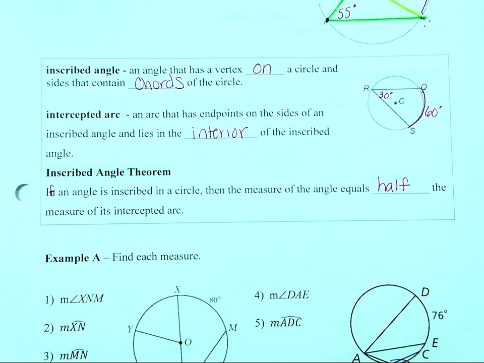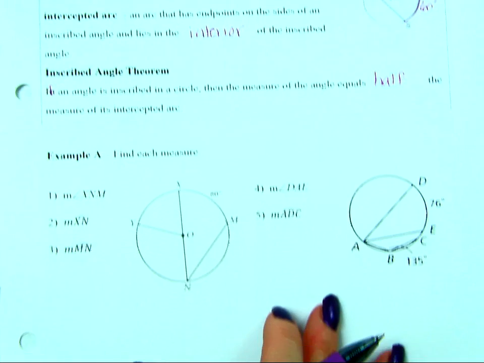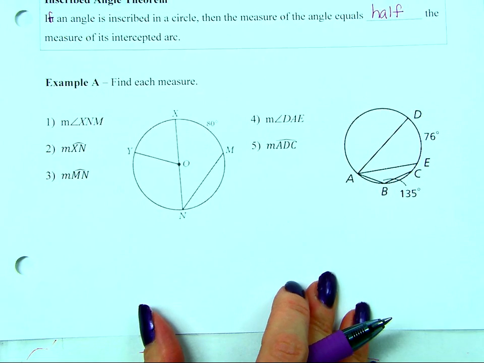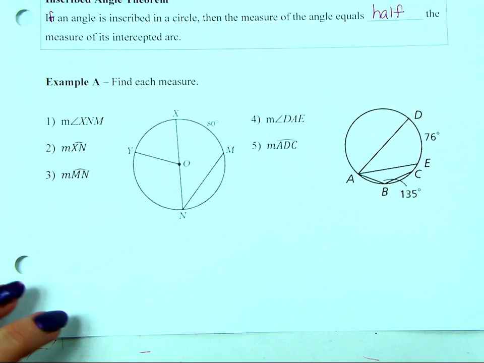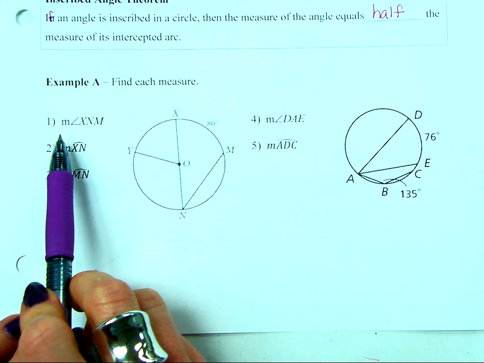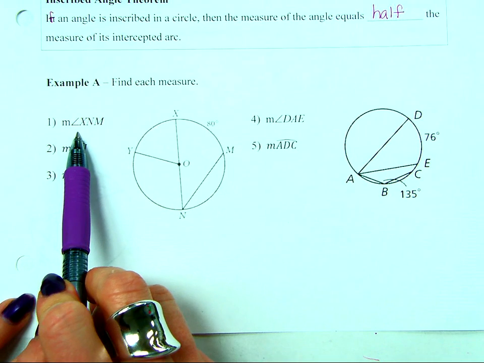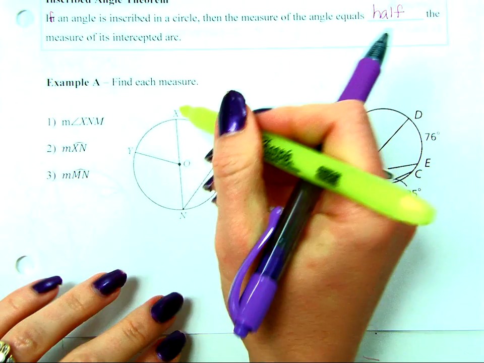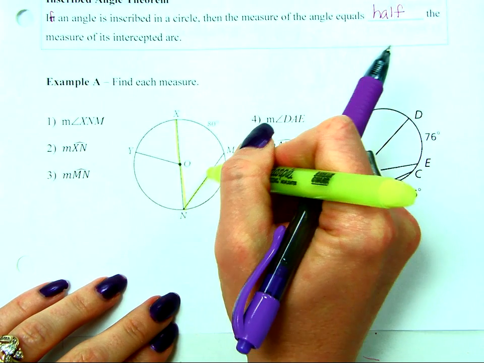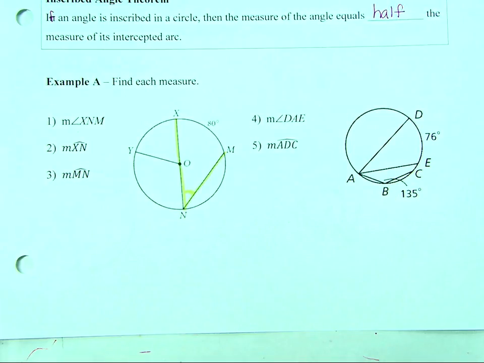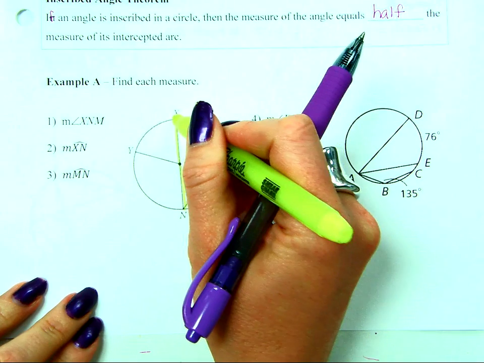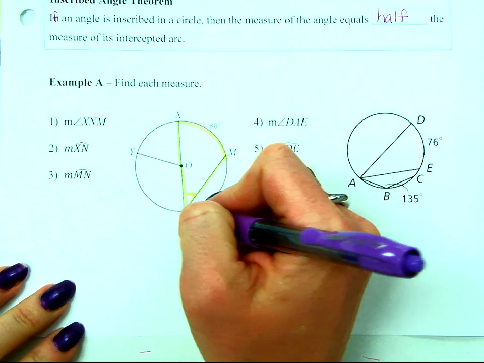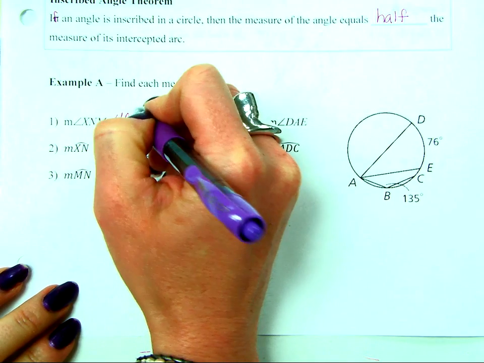Okay, so let's take a look at finding some of our requested measures. Let's take a look at example A. In example A number 1, they're asking me for the measure of angle XNM. So my measure of angle XNM is wanting that angle right there. Well, I can see that it intercepts this arc of 80 degrees, and so we know my inscribed angle would have to be half.